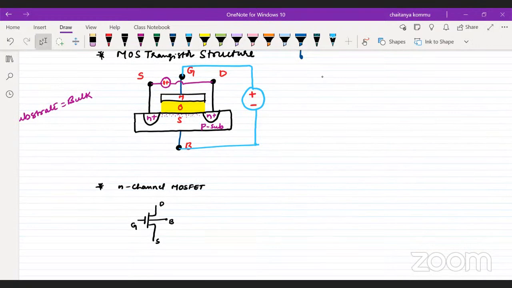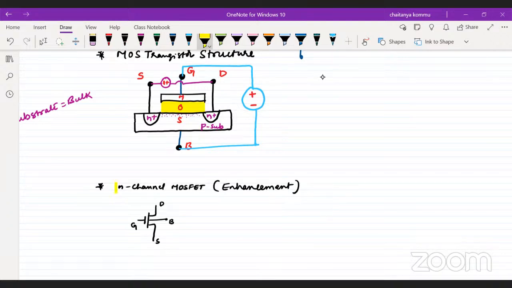Now, I mentioned that it is actually an enhancement mode type of transistor. And we have defined that the transistor can be enhancement or depletion depending upon whether the channel is inherently available or not. If the channel is inherently available, it is called a depletion mode type of transistor. Or if by applying the potential difference between the gate and body the channel is formed, then it is called an enhancement type transistor.